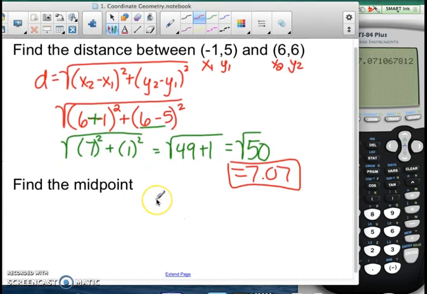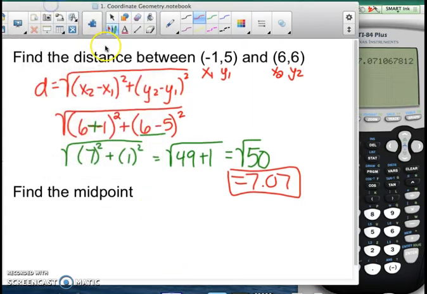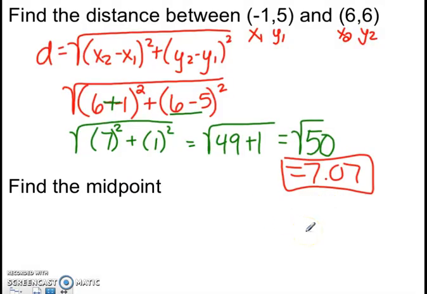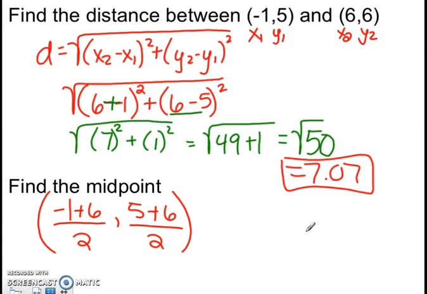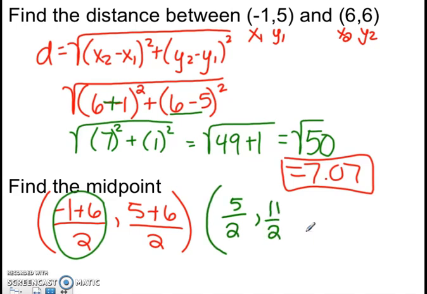Okay. All right, now when we find the midpoint of these, let me go ahead and make this big screen. You're going to add your x's. So you would have negative 1 plus 6, and then divide that by 2. And then you're going to add your y's and divide by 2 as well. So you would have 5 plus 6 all over 2. So then you're going to simplify each part. So negative 1 plus 6 would be 5 over 2. And then 5 plus 6 is 11 over 2. Now you could leave those as fractions, or if you wanted, you could make it 2.5 comma 5.5.